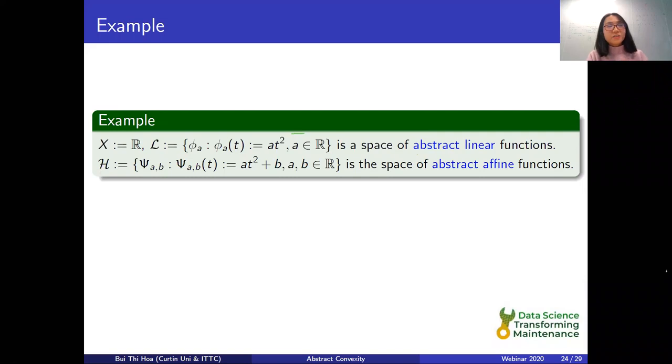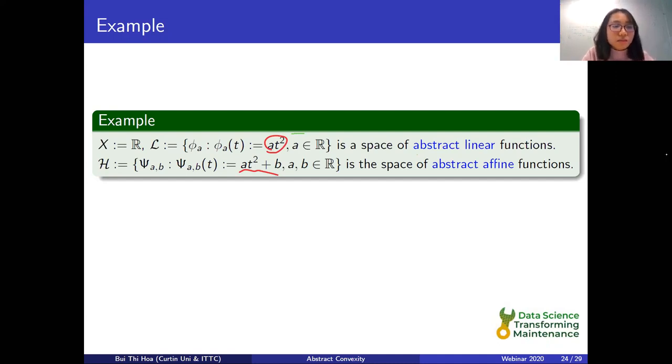Okay, so we have already finished the first section. Now we move to a very simple example. This example is based on one-dimensional functions, so there will be a lot of beautiful figures, because I can draw one-dimensional functions. Let's go back to the example from the very beginning. We have the space of abstract quadratic functions, and then we add the vertical shift. We have the abstract affine functions.